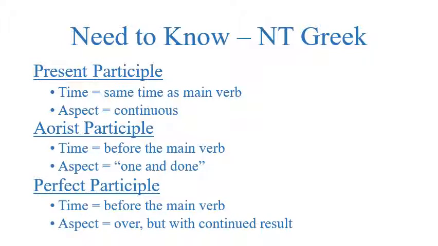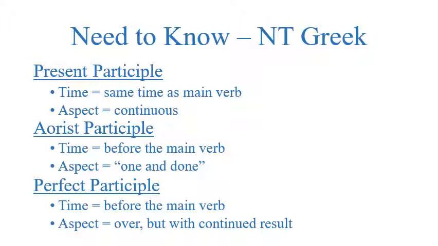As I said, when it comes to the participle, we only have to worry about three tenses: the present, the aorist, and the perfect. The present, being a present tense, happens at the same time as the main verb, and its aspect is continuous. The aorist is one of our past tenses. It happens before the main verb, and its aspect is one and done. I like to think of this as the lightning tense.